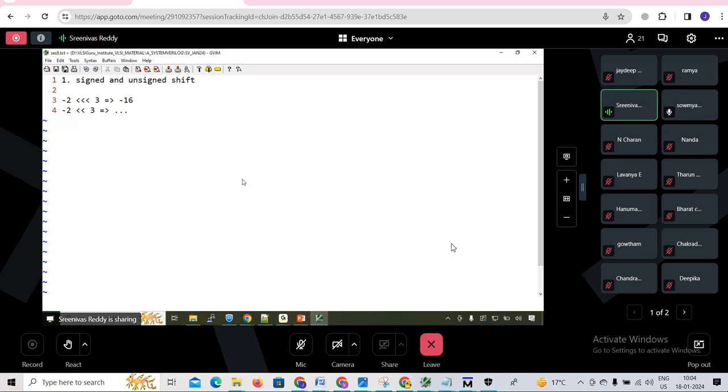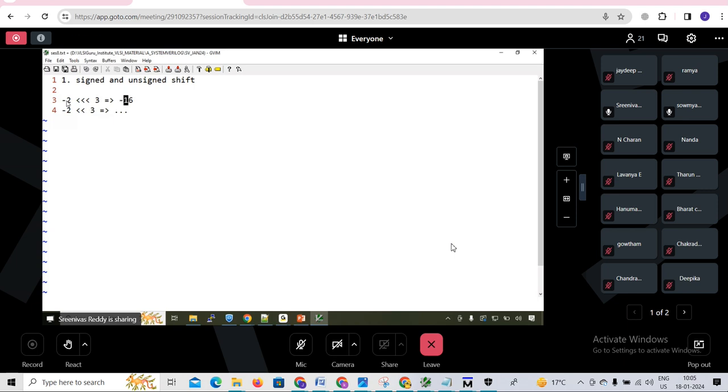How signed shift works is that it keeps the MSB as it is. In case of signed, it knows the most significant bit, because -2 means what? It's a negative number. In 2's complement format, the MSB will be 1. MSB bit 1 indicates a negative number. So when you do the signed shift, if it is 1, it will retain 1. If it is 0, it will retain 0.